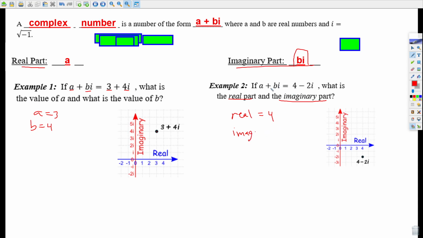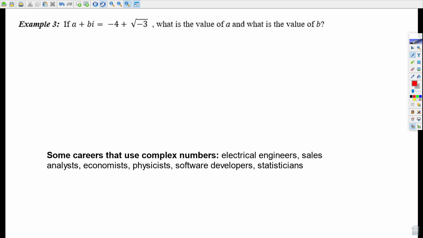The imaginary part is going to be, so this is the real, 4. The imaginary part is this part. So I'll say it's negative 2i. Pretty simple. You're just identifying what it is. And if you were to graph this, you would go over 4 on the x-axis and down to negative 2. Again, we won't be doing graphing, but that's just an example.